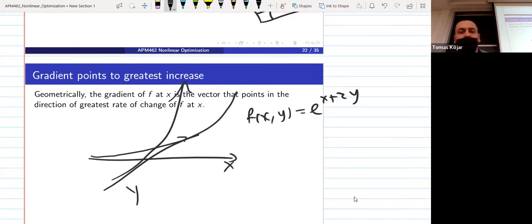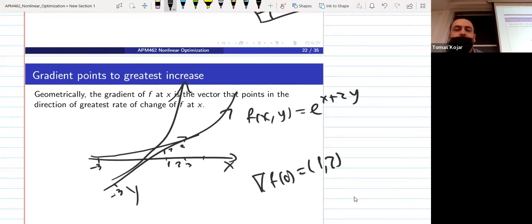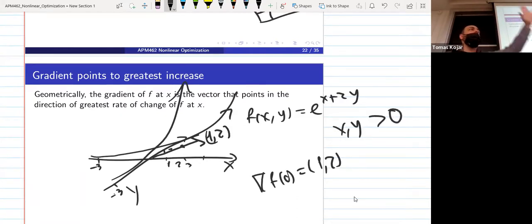So the function, this is the positive values, 1, 2, 3, 1, 2, 3, minus 3, minus 3. So the function increases, right? And we just computed the gradient of f at 0. It was 1, 2, which indeed points to the positive quadrant. So it tells you that your function grows when both x and y are positive. This is where you get the maximal growth. I'm not going to prove this, I'm just doing the example. Okay?